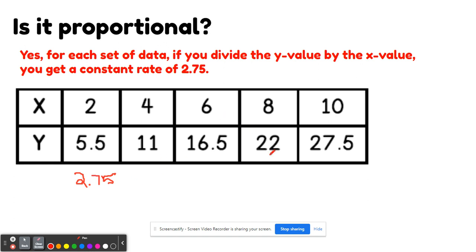And you want to make sure too with these tables, because sometimes you will have a different number thrown in, to make sure that you've tested all of them. So make sure that you check all of those. If you hit one that is not the same, then it's not proportional. You can say that automatically. But if all of them are the same, you are going to have a proportional relationship.